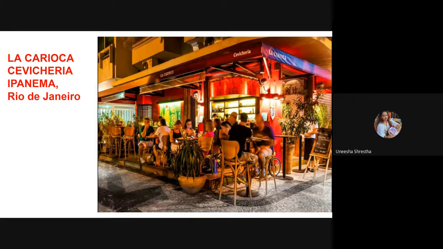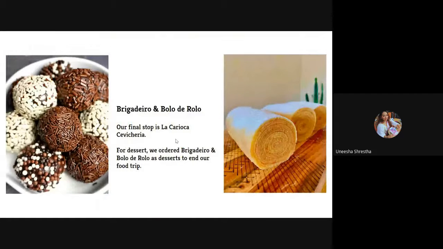We would like to again thank La Carioca Cervejaria Ipanema for sponsoring the dessert and the helicopter, and for being so proactive and anticipating. They already had the dessert made for us. As soon as we reached there, they welcomed us and brought us the dessert. They served us two desserts, the native desserts of Brazil. It was so good. It was Brigadeiro and Bolo de Rolo.